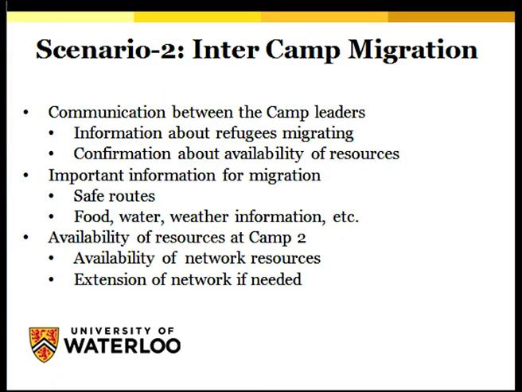Scenario 2 deals with inter-camp migration. The key communication in this scenario is between the camp leaders at Camp A and Camp B. The information that is communicated would be things like information on the refugees migrating, a confirmation on the availability of resources at Camp B, any travel information, or how to get access to things like food, water, or weather information along the route. It is also important that both camps have similar resources.